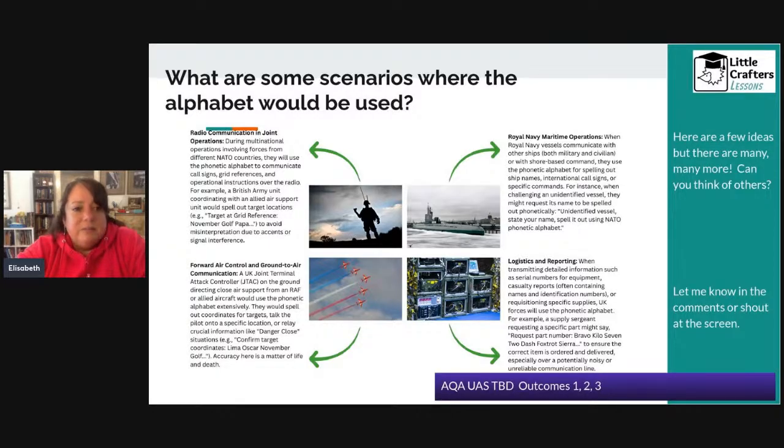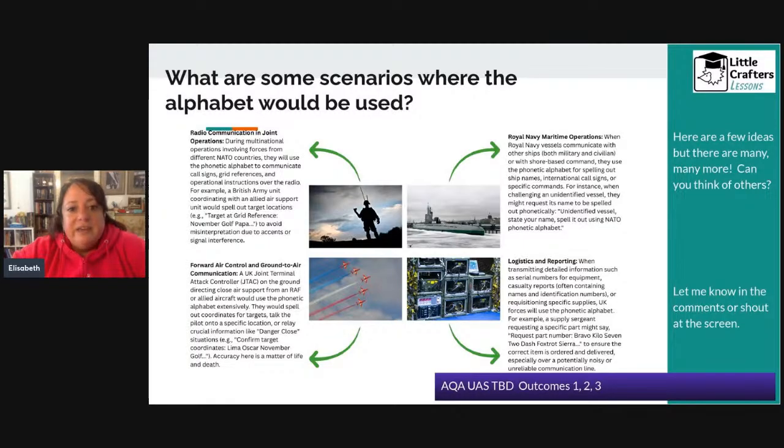Then towards the bottom, we have ground to air communications. That would be important. Again, for coordination of targets, you can talk to the pilot in a specific location or relay information like danger close, and then confirm target coordinates like Lima, Oscar, November, Golf. So accuracy is really important. But if somebody's on the ground versus in the air, you can still communicate so that you can understand one another. The maritime, the Royal Navy also uses these things.